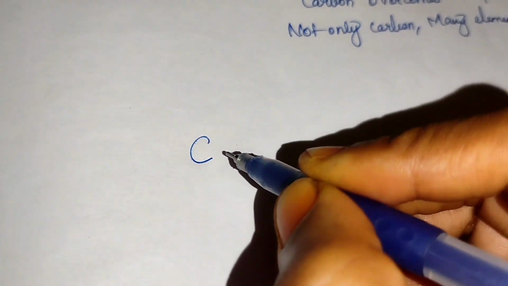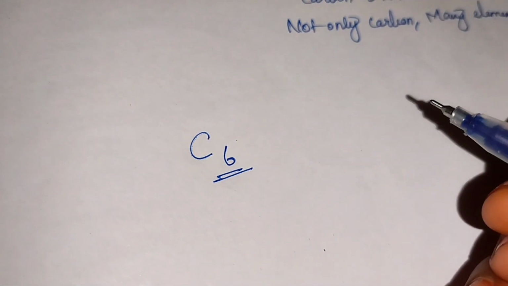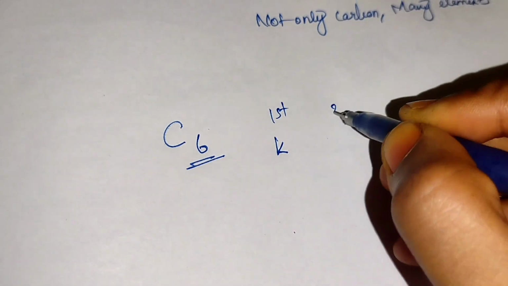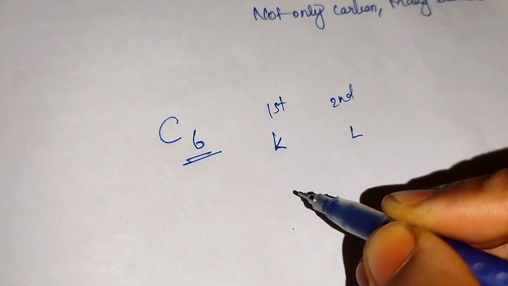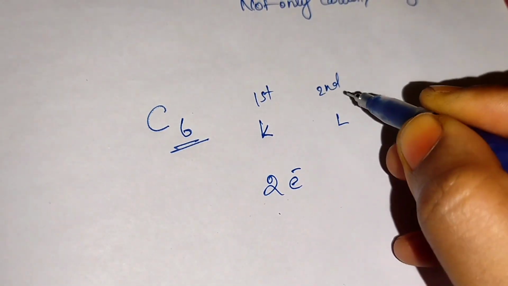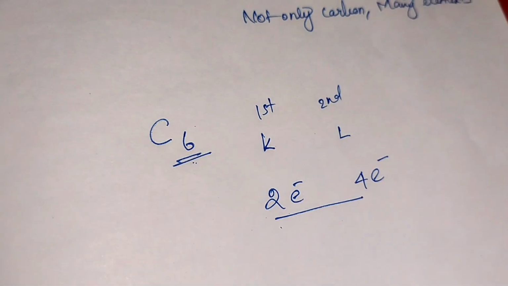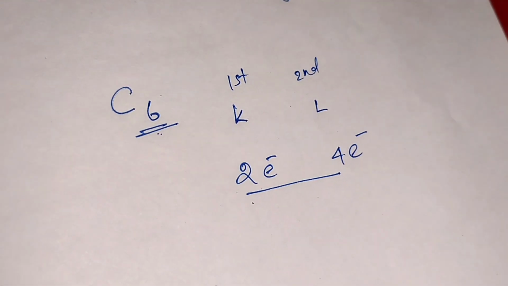Now we are going to see the electronic configuration for carbon and the covalent bond also. The atomic number of carbon is 6, so it contains 6 electrons. First shell and second shell, K shell and L shell. In the K shell it contains 2 electrons, in the L shell it contains 4 electrons. So totally 2 plus 4, 6.